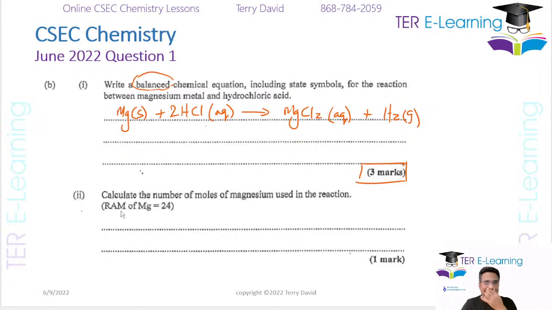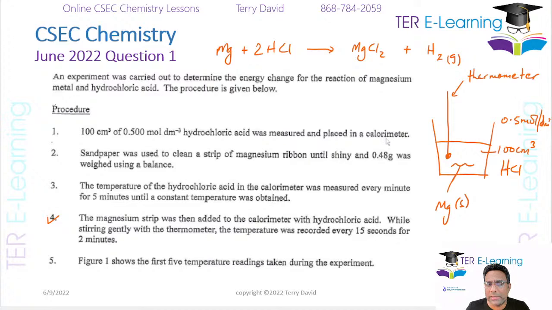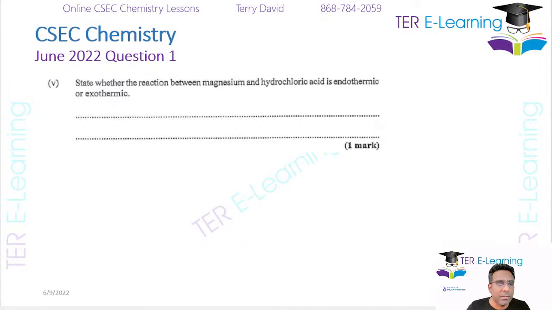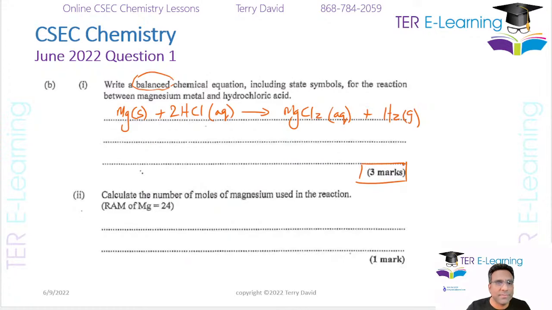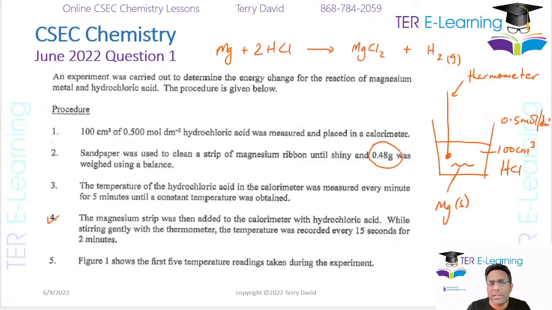Now, part 2, they said calculate the number of moles of magnesium used in the reaction. So let's go back to the original question. This is how much magnesium they gave us, 0.48 grams, right? Oh, sorry, I missed a piece of the question. State whether the reaction between magnesium and hydrochloric acid is endothermic or exothermic. Well, the fact that we have an increase in temperature means that this reaction has to be exothermic. Right? So I missed that piece there. So, hold on, I forget the number already. 0.48 grams.